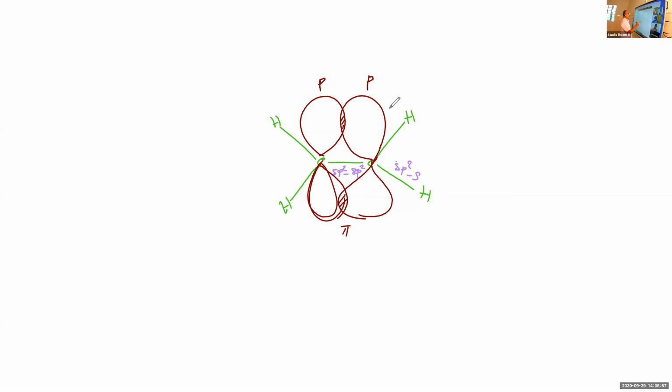So of the bonds between the carbon atoms, one is a pi bond and the other is a sigma bond. So that is about the hybridization and bonding in the ethene molecule or ethylene molecule, C2H4, CH2 double bond CH2. So you remember these things.